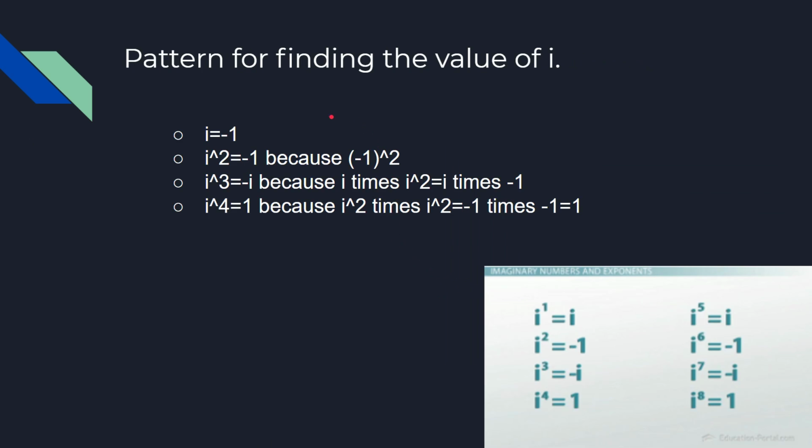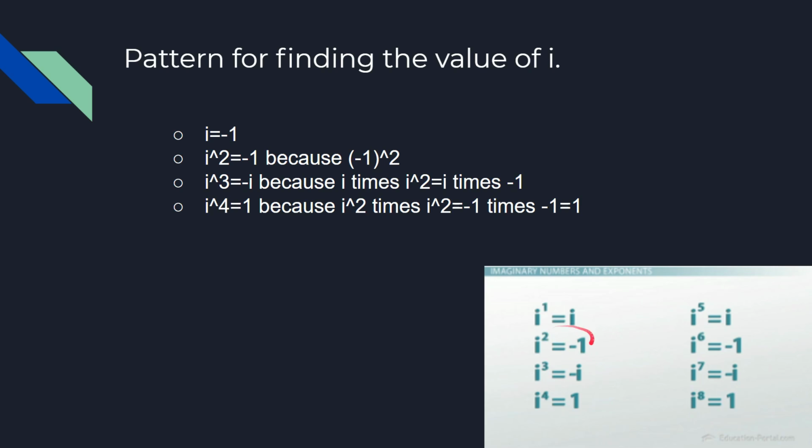Moving on, the pattern for finding the value of i is pretty consistent, and it's relatively easy to remember. So if we start out here, i to the first power equals i. Simple, right? 1 to the first power equals 1, but i to the first power equals i. Now i to the second power equals negative 1.